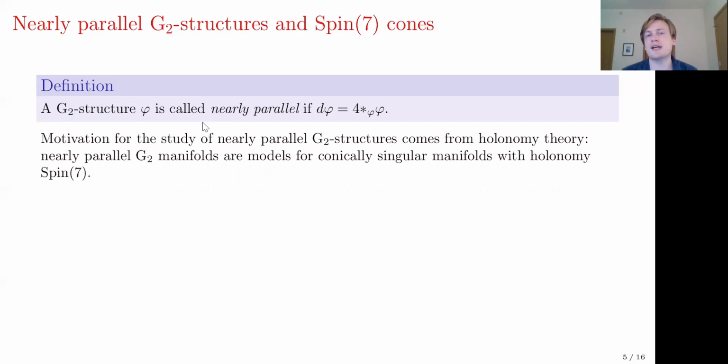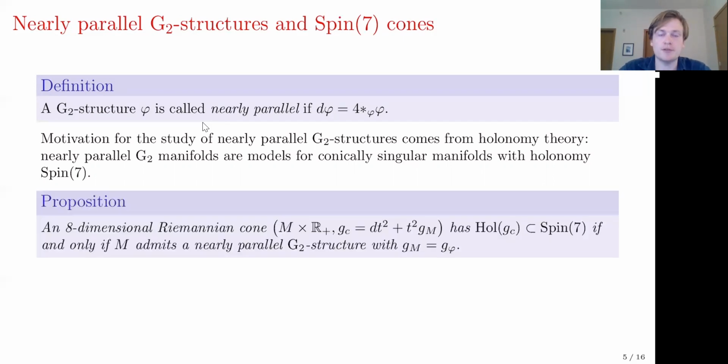And so the simplest kind of singularity that you can have would be a conical singularity. And then you ask, okay, if I have a conical singularity, what does the link of the singularity look like? Roughly speaking, it should look like a nearly parallel G2 manifold. And that's because of the following theorem.